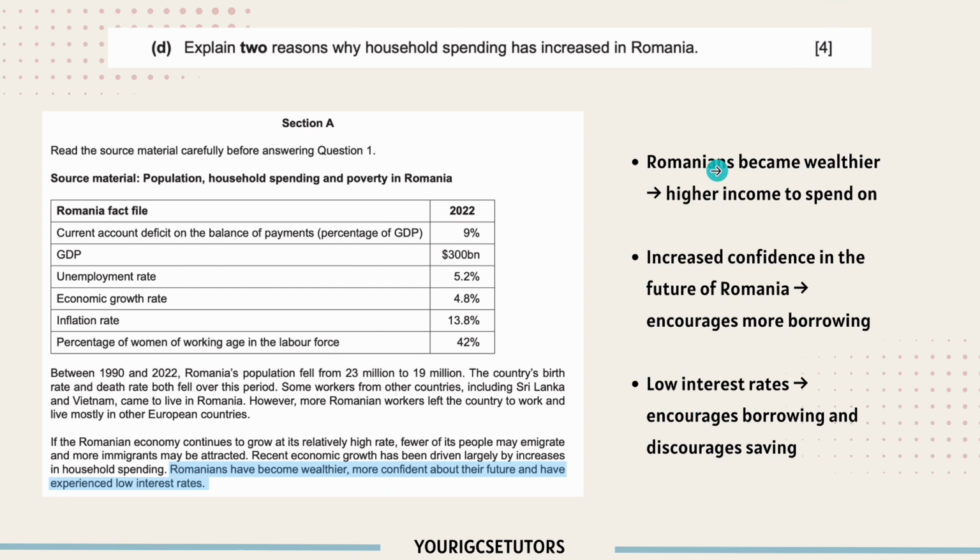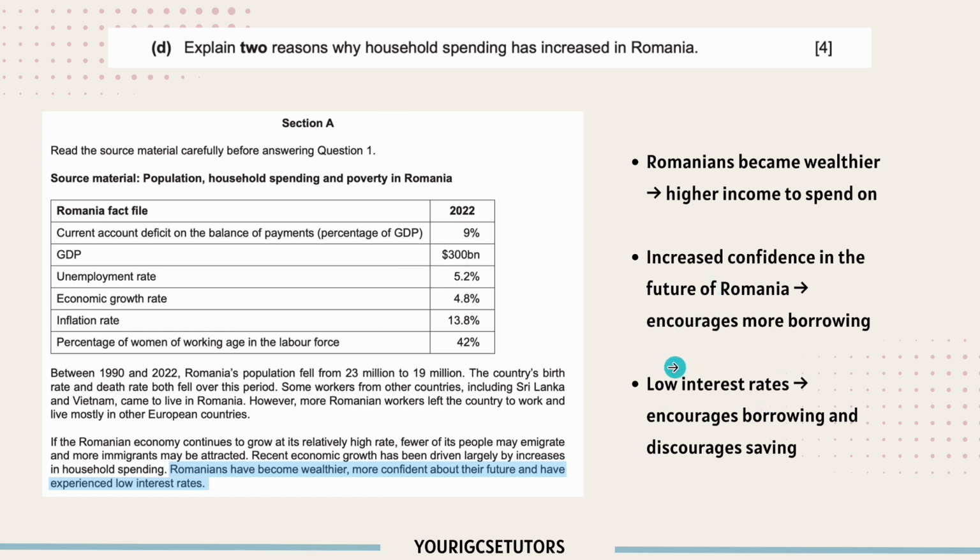So Romanians have become wealthier. That means they have higher income to spend, so that's why household spending can increase. And then there's also increased confidence about their future. That means there's higher confidence towards the future of Romania, and this will encourage more borrowing, which also increases household spending because now they have more money to spend.